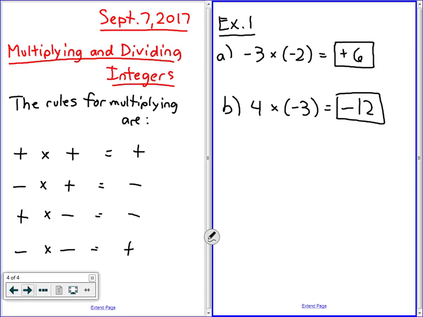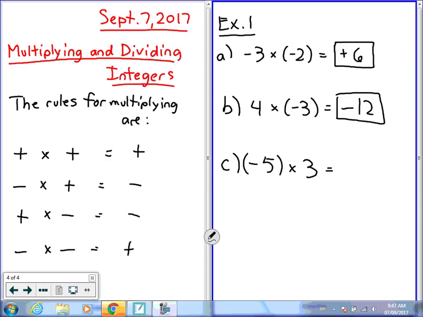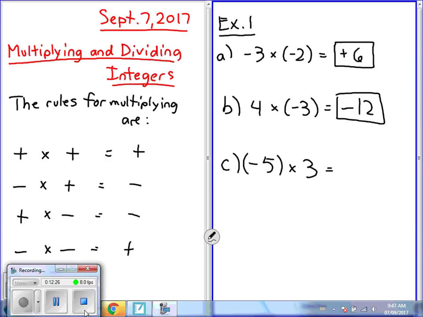Okay, I'm going to give you a second to try this one out for me. Let's go that one. So I'm going to hit pause on the video. You guys are going to try this yourself. Okay, try and get the sign, because that's the tricky part. I'm hoping you guys can all find out what 5 times 3 is, either with the times table.